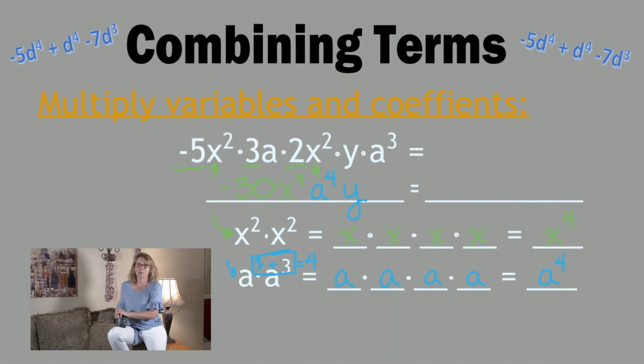Our last step is to put the number in the front, check, and then put the letters in ABC order. So a to the 4th goes next, then x to the 4th, and then y. For our final answer of -30, a to the 4th, x to the 4th, y. All these are multiplied together, but no need for multiplication signs. They're invisible.